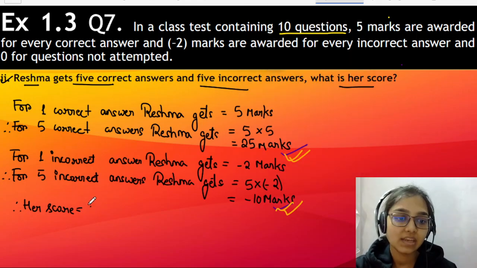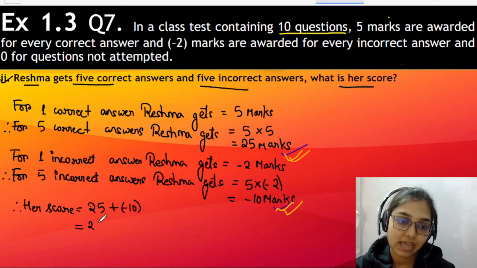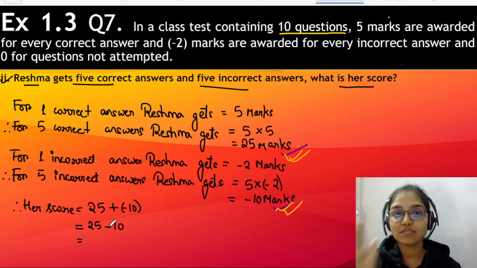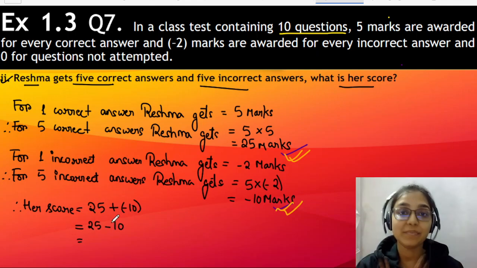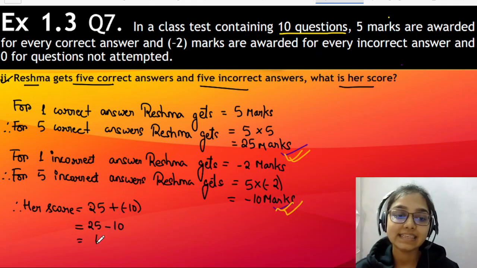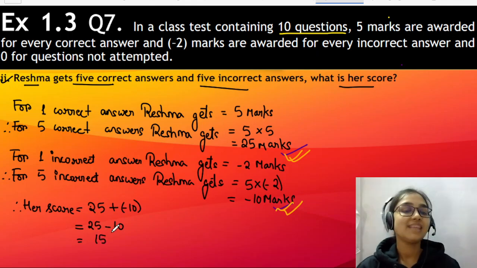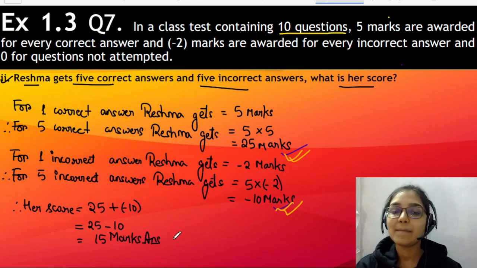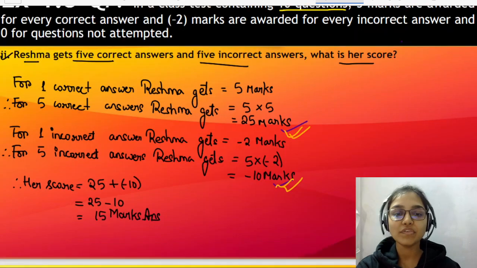Okay, so over here 25 plus of minus 10. We are going to open the brackets first. So plus of minus is minus 10. 25 plus of minus is minus, so we need to subtract these two. 25 minus 10 is 15 and the sign would be positive. Why? Because the bigger number, 25, has the positive sign. So over here her score would be 15 marks. And with this we got our answer for the second sub part of this question as well. Pretty easy, isn't it? Moving forward.